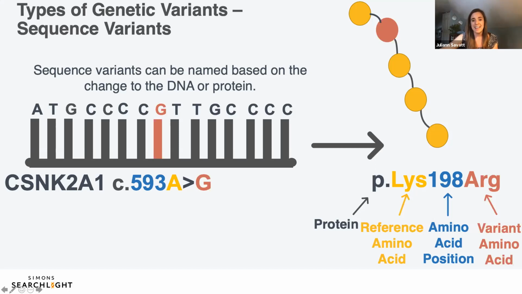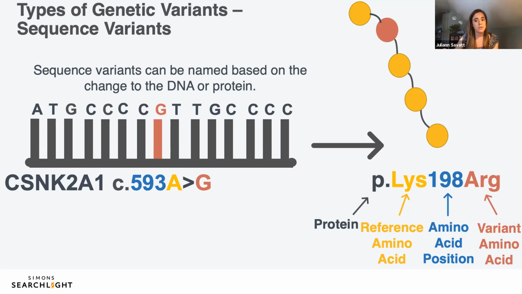This P.Lys198Arg tells us that at amino acid 198 in that protein, so if we start at 1 and count up to 198, that's the place where we're looking. There's typically a lysine, which is the abbreviation for lysine, one of the 20 amino acids. But in this individual, they have an arginine instead.